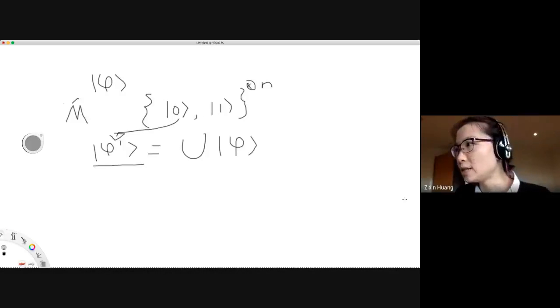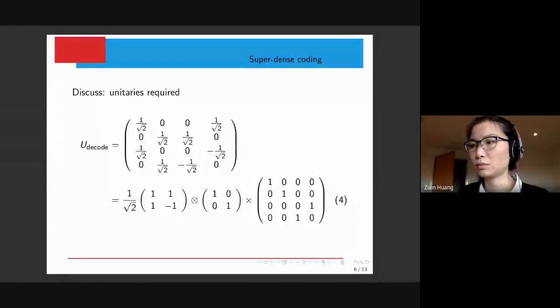So if you're happy with that, then I can show you that there is an operation which will allow me to go from the computational basis, the 0-1 basis, to the Bell basis. And this is the unitary that we need. You can check for yourself that this is a unitary. You just have to check that U dagger multiplied by U gives you the identity.